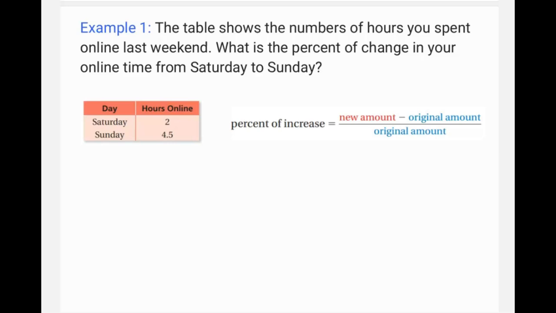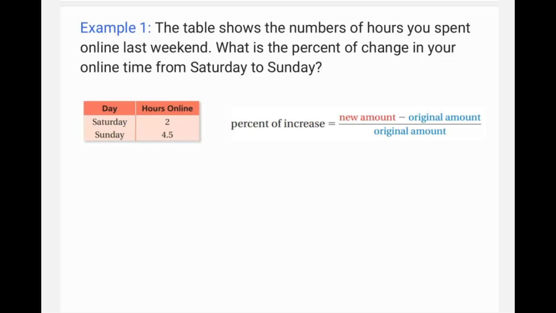To find the percent of change, we would say this is an increase because on Sunday there were more hours than Saturday. Now if Sunday was less than Saturday, then that would be a percent of decrease that you would look for.